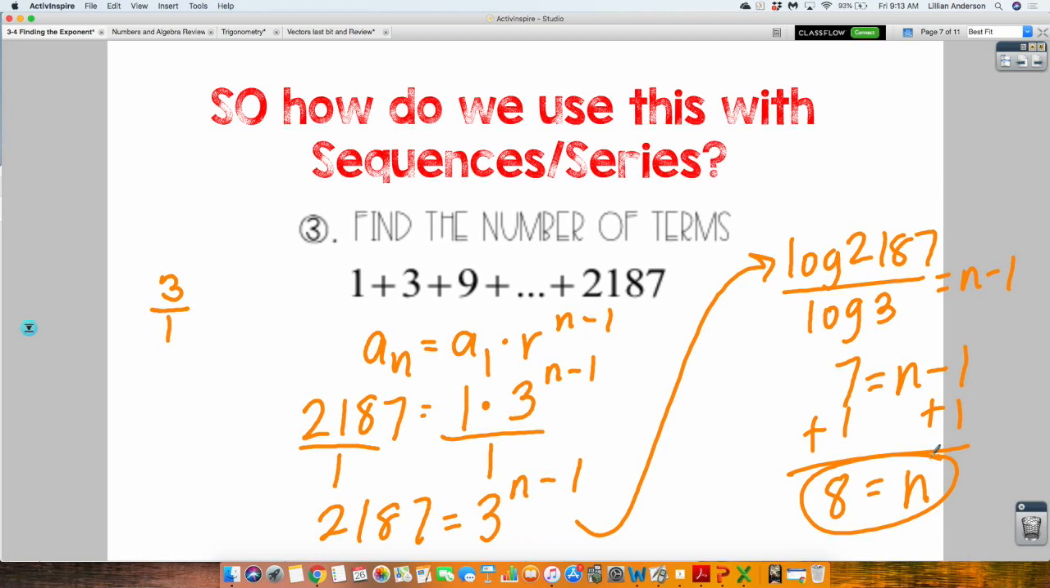So we use the geometric sequence formula of a sub n equals a sub 1 times r to the n minus 1, plug in all the information that we have, and apply logs to actually figure out what the value of n is. Remembering that n cannot be a negative number nor a decimal. So it has to be a whole number and it has to be positive.